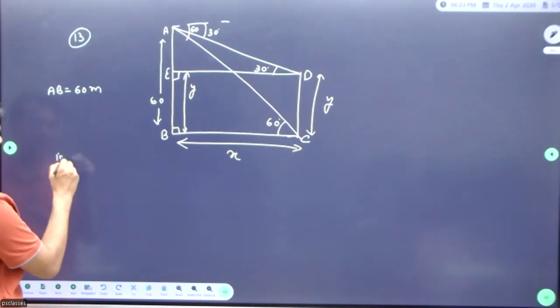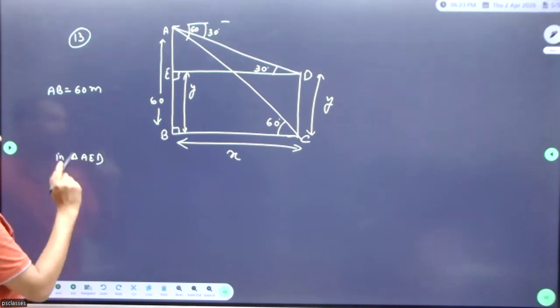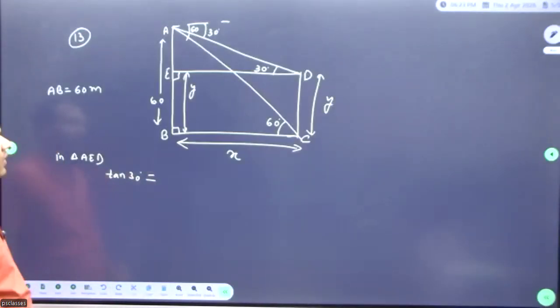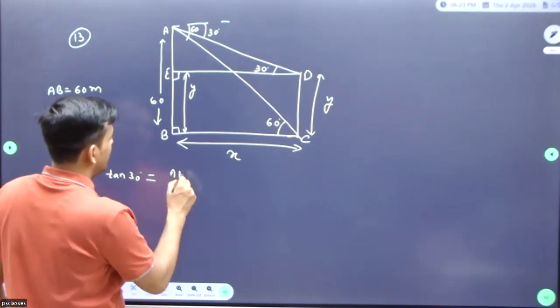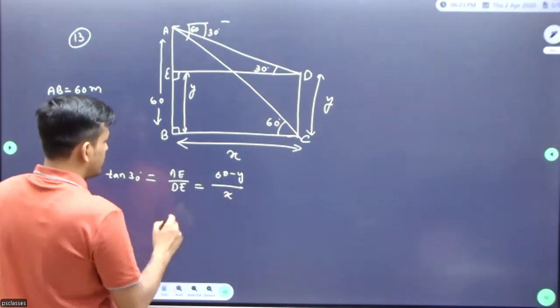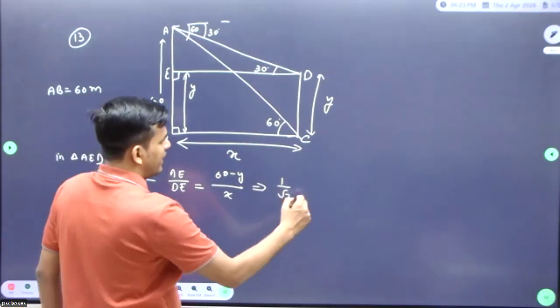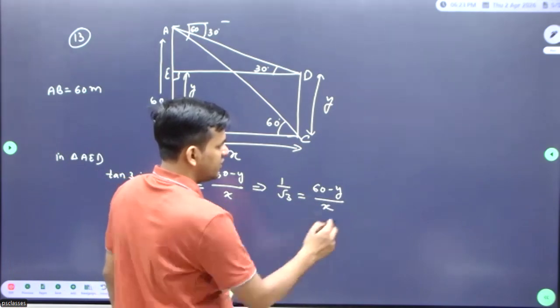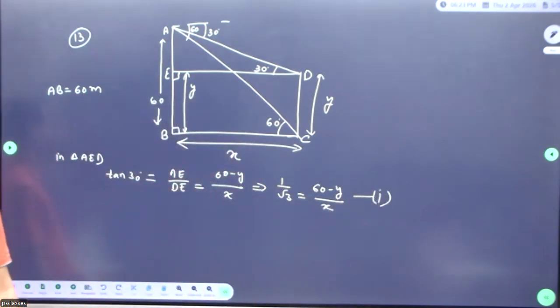So in triangle AED, tan theta, or tan 30, is equal to AE. What is the value of AE? 60 minus Y, correct. So 60 minus Y, DE is equal to X. So 1 by root 3 is equal to 60 minus Y upon X. So this is one of the relations.